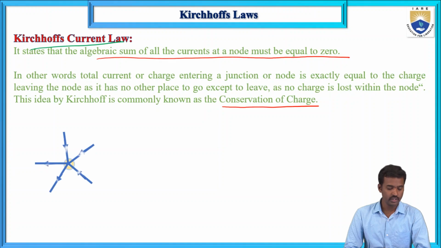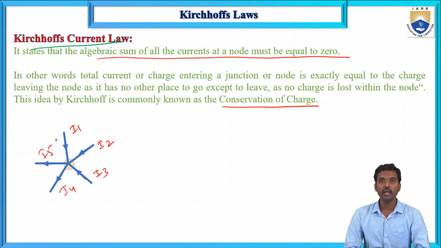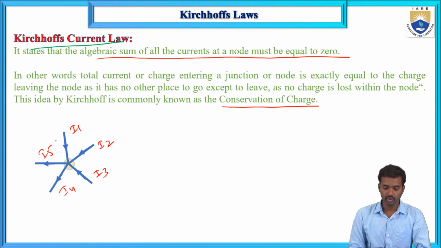Now here this is one circuit. This is I1, this is I2, this is I3, this is I4 and this one is I5. Here the algebraic sum of currents at a node equals 0, so sigma Ik, k equals 1 to n, where n is the number of elements connected to the node. How many elements are connected to this node? Here 5 elements are connected to the node, and k is the kth element current.